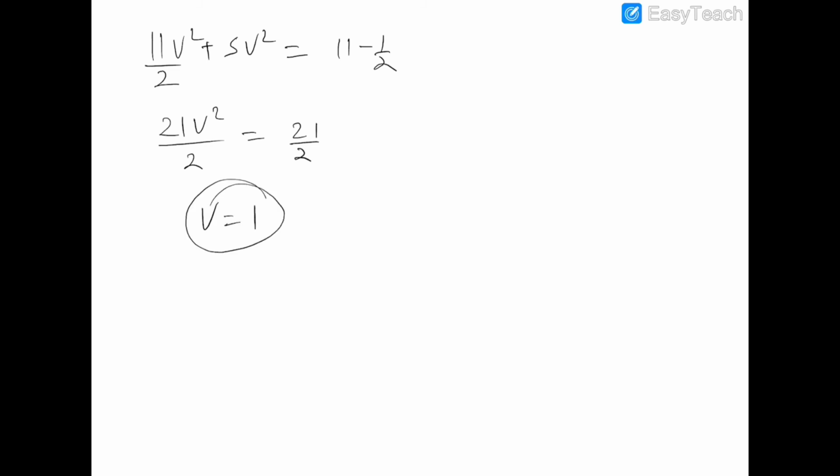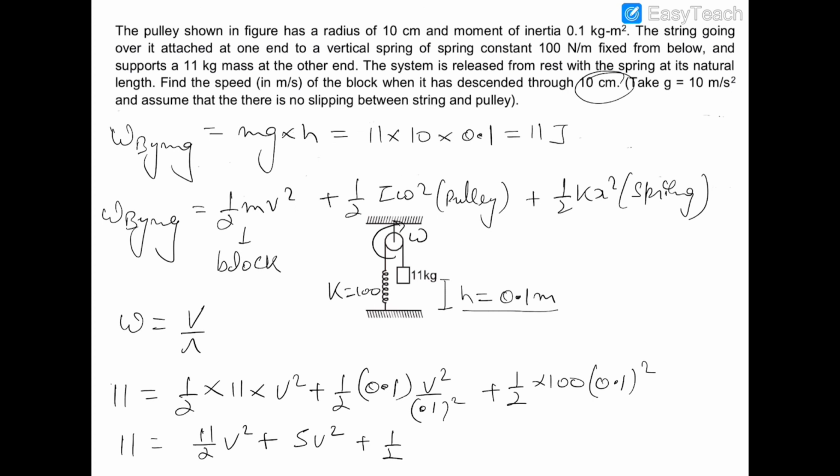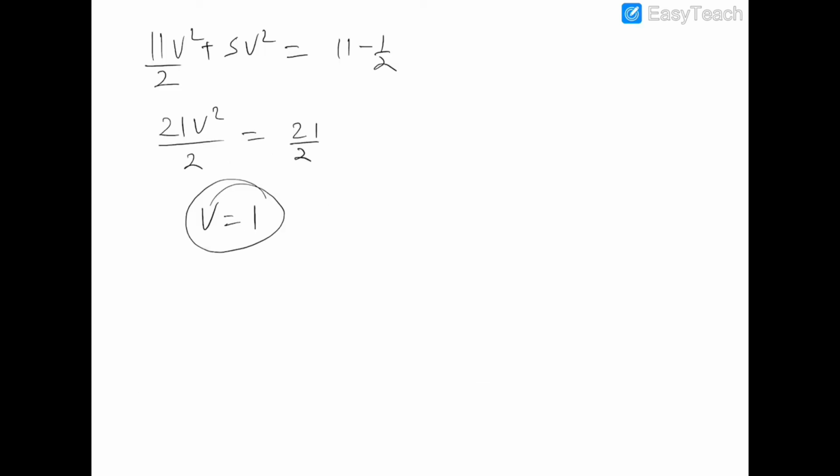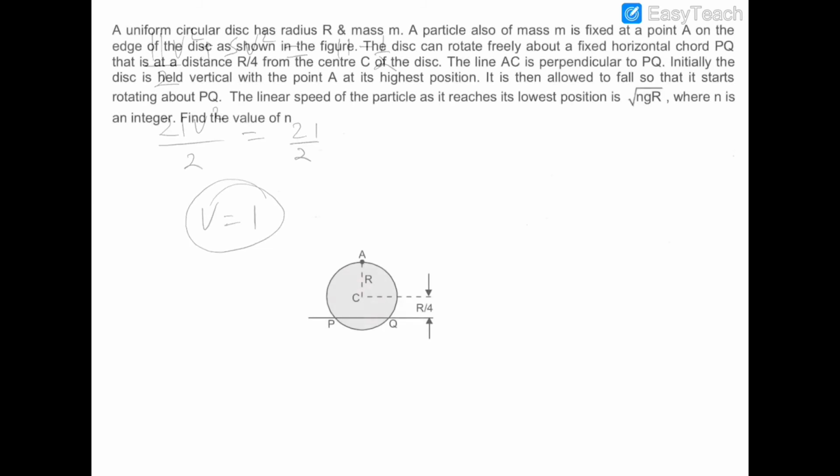So the velocity with which this block would be moving in this position when it has descended by a distance of 0.1 would be 1 meter per second. Thank you. Now let's move on to the next question.